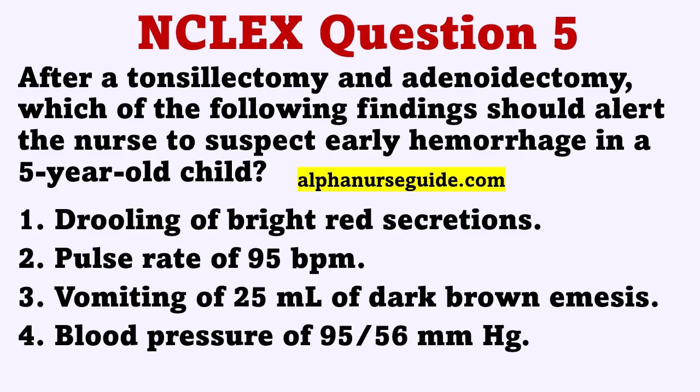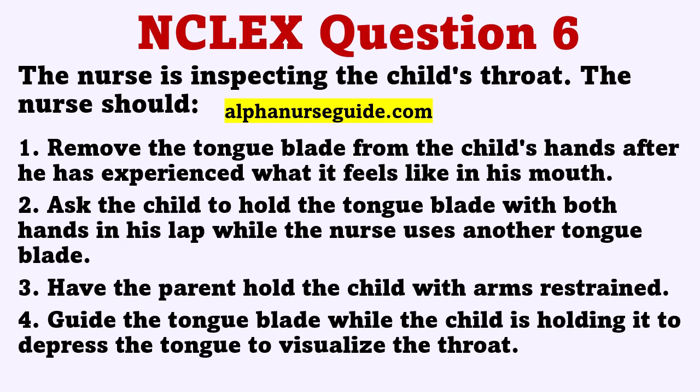A pulse rate of 95 beats per minute is within the normal range for a 5-year-old child, as is a blood pressure of 95/56. A small amount of blood that is partially digested and therefore dark brown is often present in postoperative emesis.